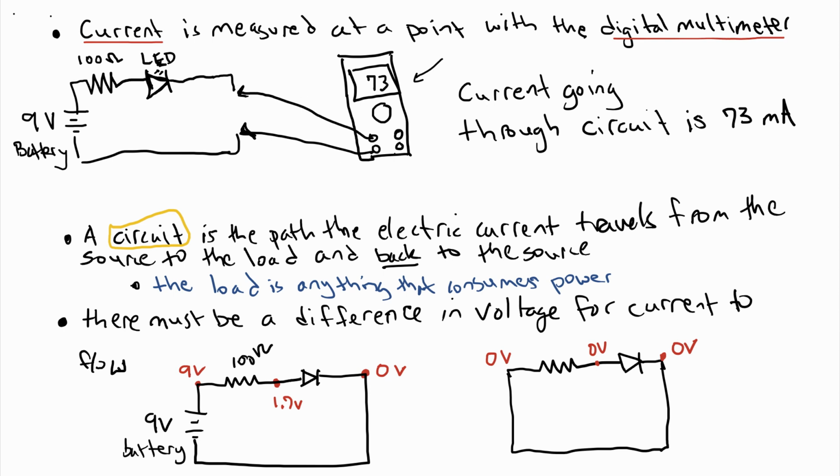And then if I read this thing, it would say the current going through the circuit is 73 milliamps. The little m is for milli. That's SI units.